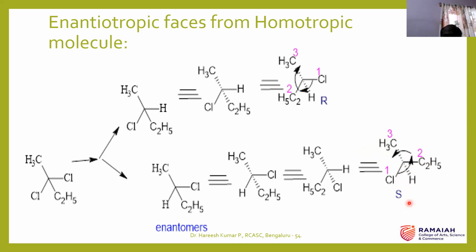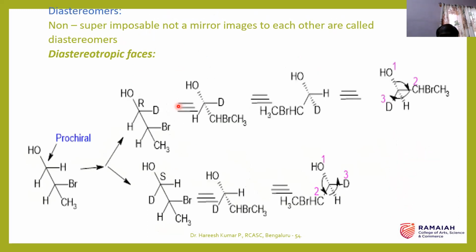So if there is a question like, explain enantiotropic phases with an example, you have to write this. Okay, then I will go to the next step. The next step is about diastereomers. I think you are aware of diastereomers. Diastereomers are non-superimposable, non-mirror images of each other.